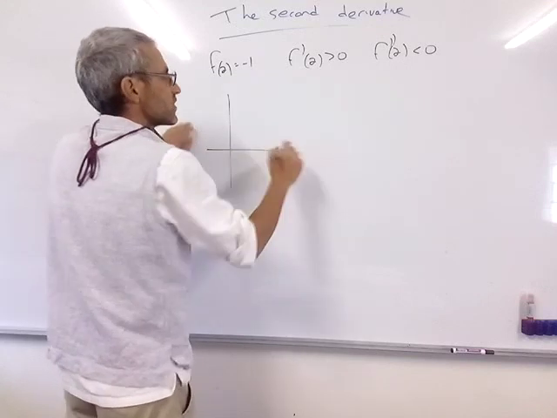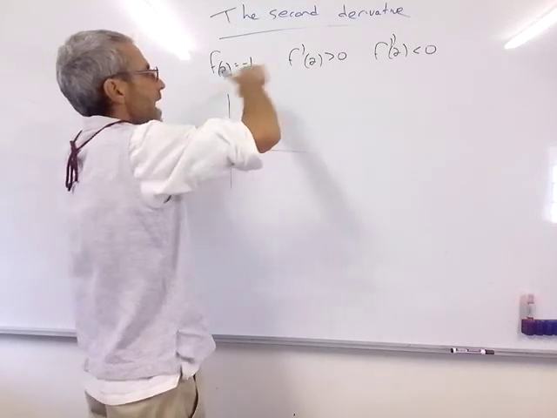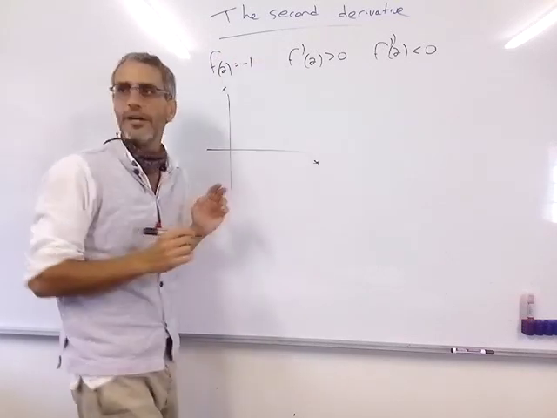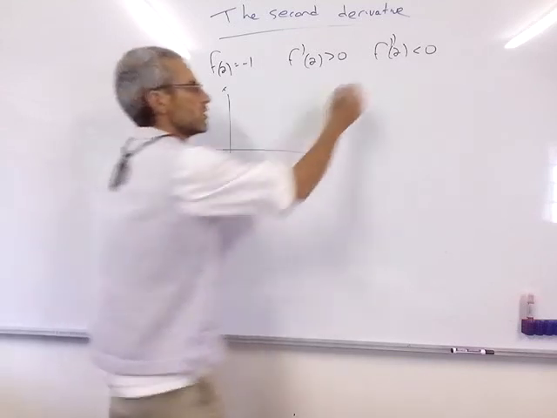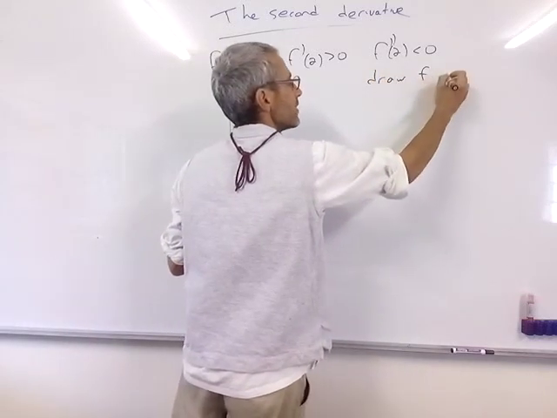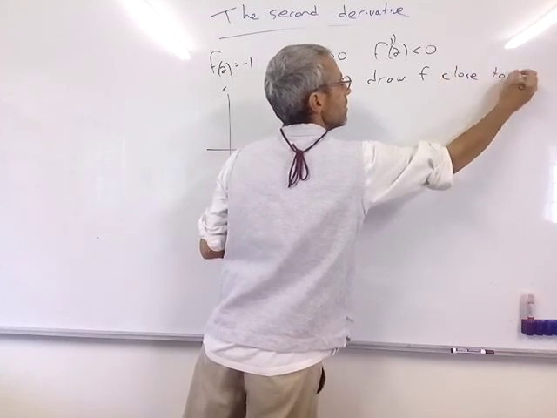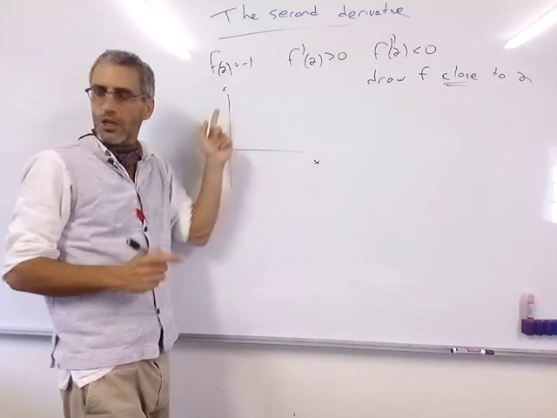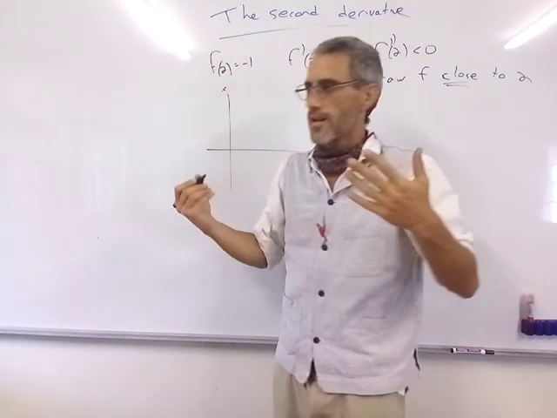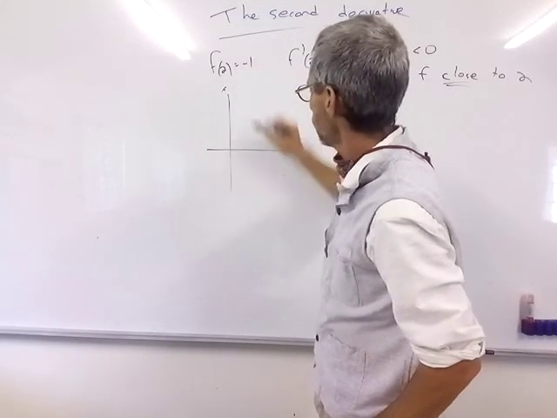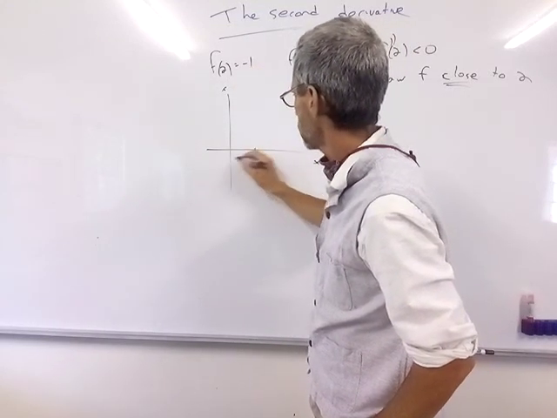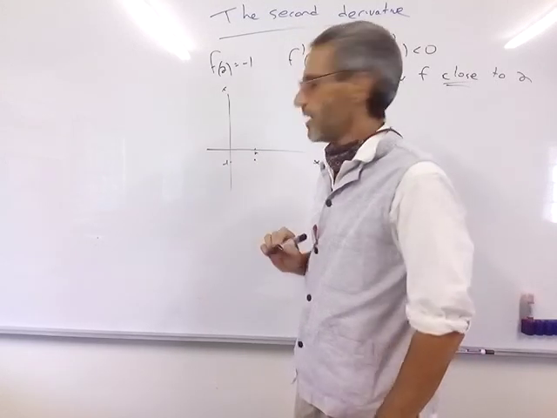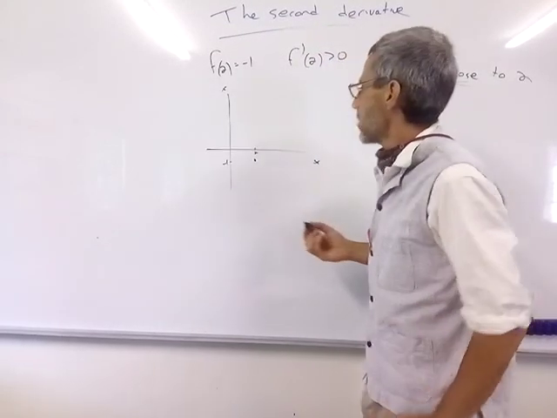So I've got some information on the function when x is equal to 2. I want to draw f close to 2. Why just close? Because I don't know what happens later. I just have a lot of information at 2. The first level, you would learn in grade 8: when x equals 2, y equals minus 1. So this is the point (2, minus 1). Okay, so I know there's a point there. That's what you learn in grade 8, maybe grade 9.